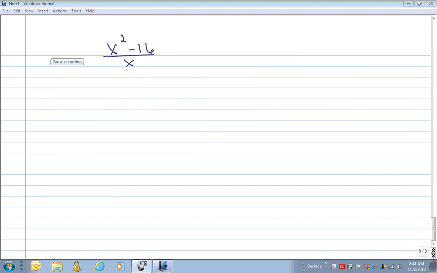Again, we want to factor everything we can at the numerator and the denominator. In this case, really, just the numerator. We would have a difference of squares, so it'd be x plus 4 and x minus 4 all over x.